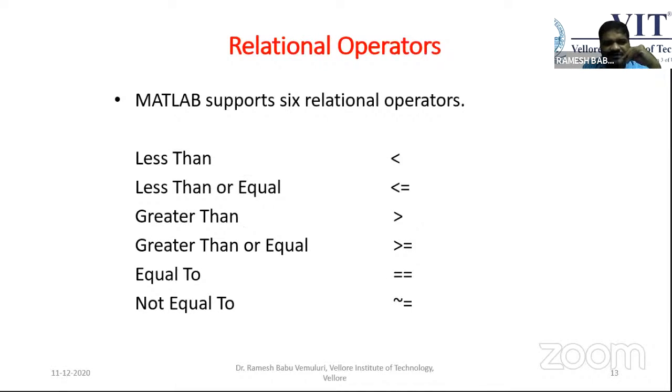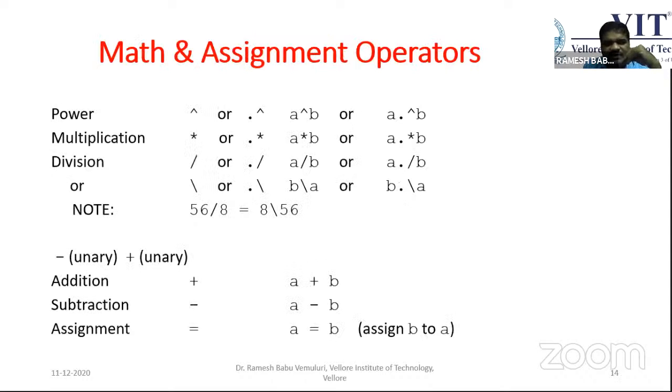Then the relational operators: less than, less than or equal to, greater than or equal to, and equal to. If you put a single equal sign, it is an assignment operator. Normally the single equal sign is used for assignment. If you keep a double equal, it is a relational, also called comparison, operator. And not equal to is also a comparison operator. We can use these comparison operators, and the math and assignment operators.